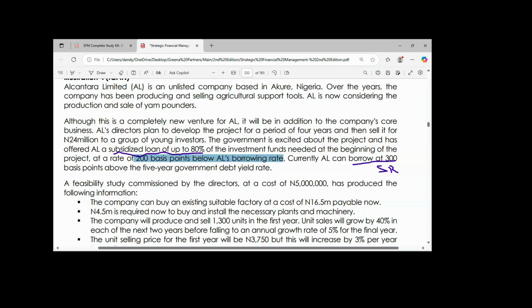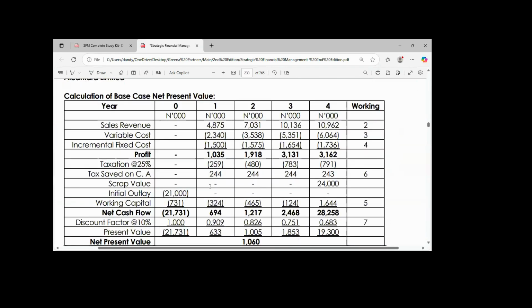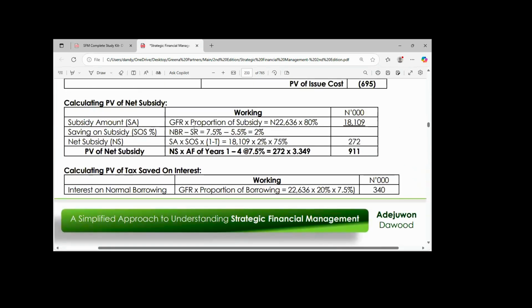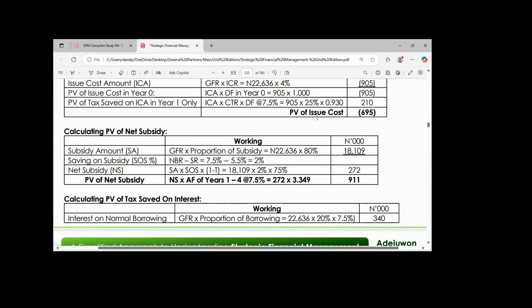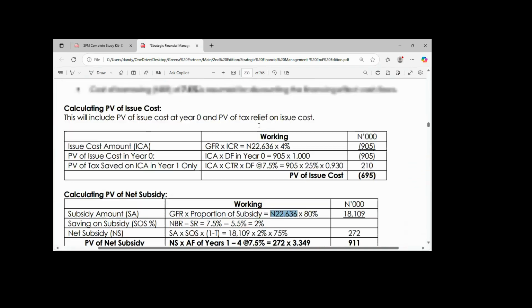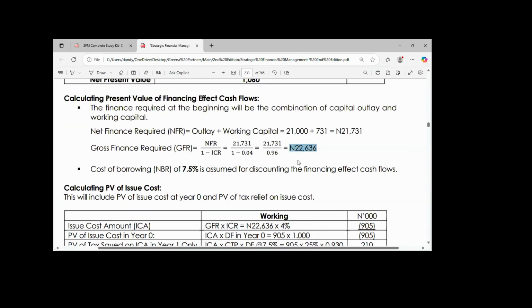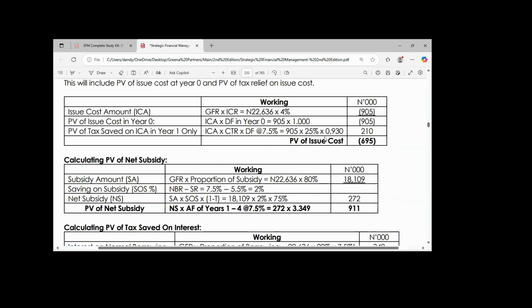So all I need to do now is to determine the subsidy amount, which is 80% of the gross finance required. So let's go and do the working for that. Subsidy amount. The gross finance required we calculated is 22,636. Of course, this is the gross finance required we have here. So 80% of that is 18,109. Then step 2, you calculate savings on subsidy in percentage.